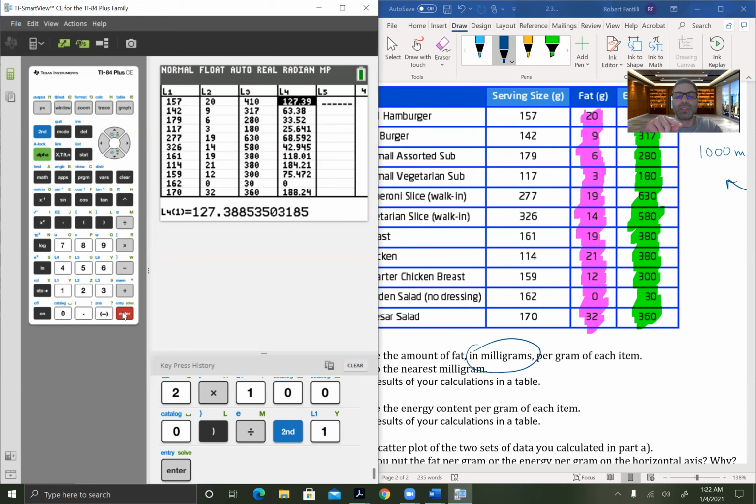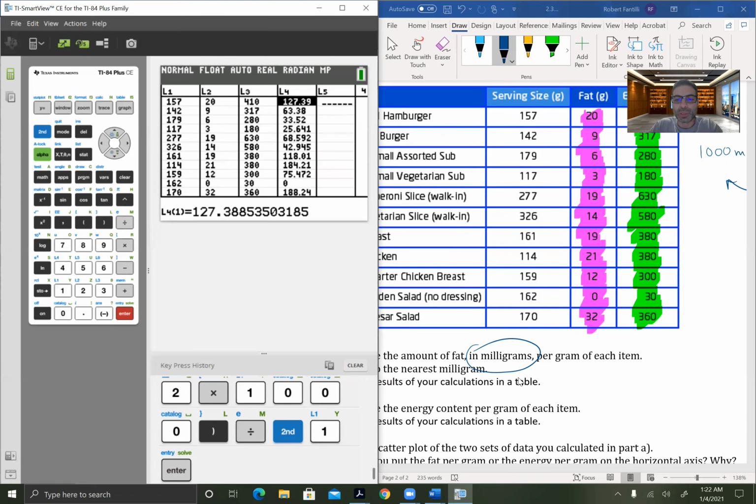Now you have to round to the nearest milligram, so in this case, the nearest whole number. The first one, 127, would stay there. 63.38 would be 63, 33.52 becomes 34, and 25.641 becomes 26. You just need to know when to round up or down, obviously.